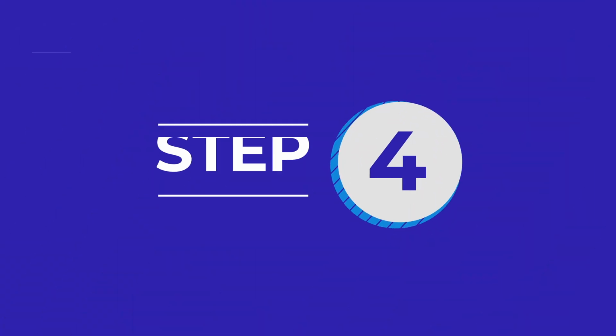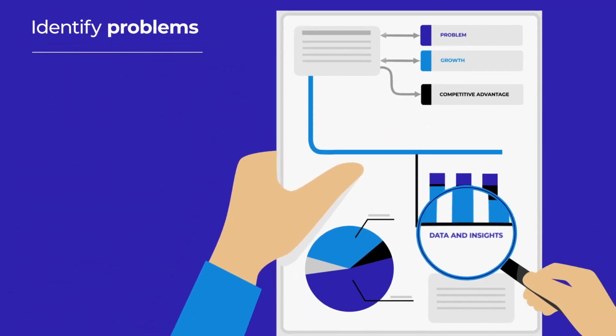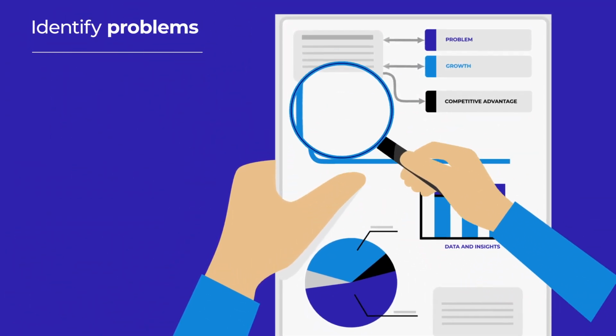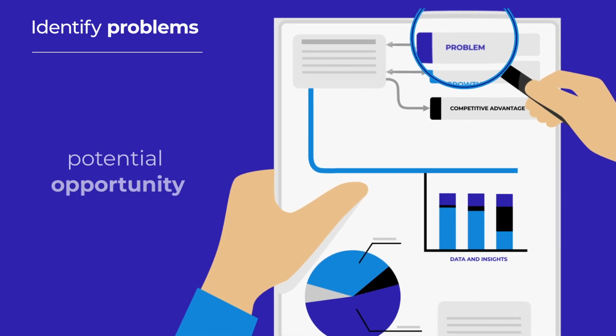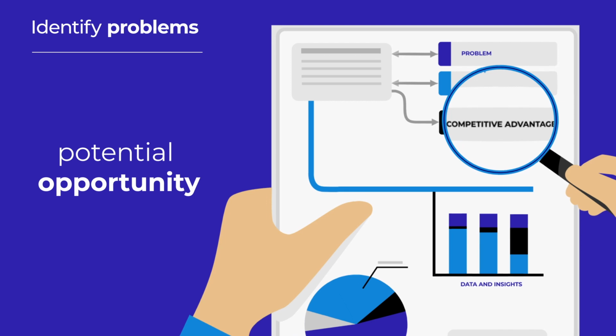So when you've collected enough data to provide statistically significant answers to your questions, review the data and look for insights and patterns from which to draw conclusions. Step four, identify problems. So review the data and insights and identify areas where you think there's a problem, meaning a potential opportunity to drive growth and competitive advantage.